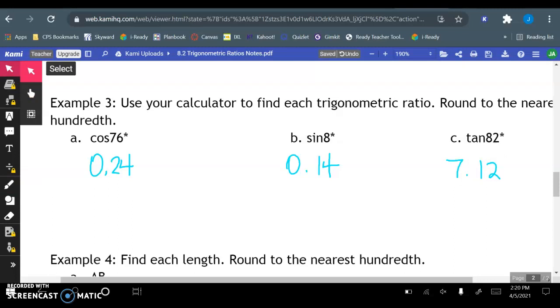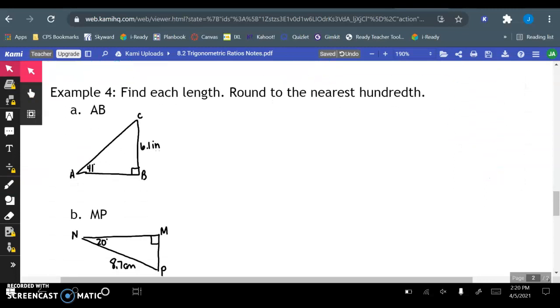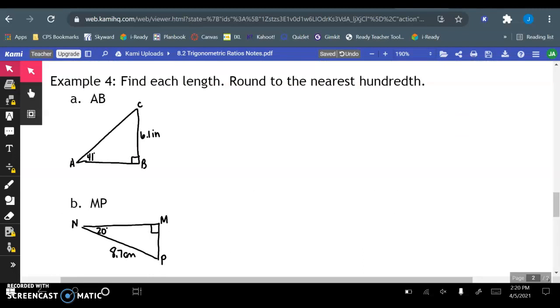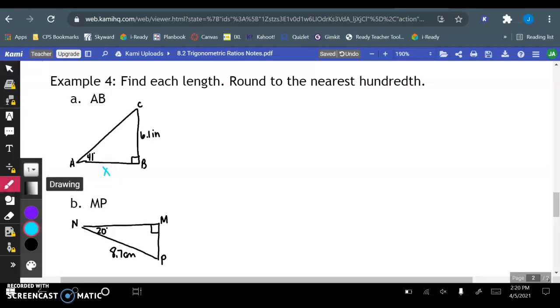So that's just using your calculator to find those buttons. All right, example 4, we need to find each length and round to the nearest hundredth. So here we need to find side AB.